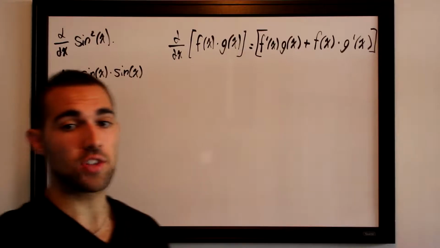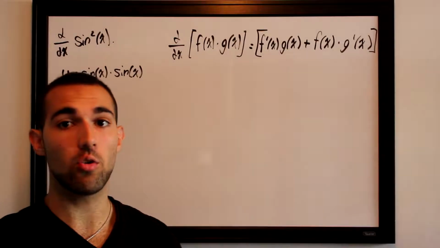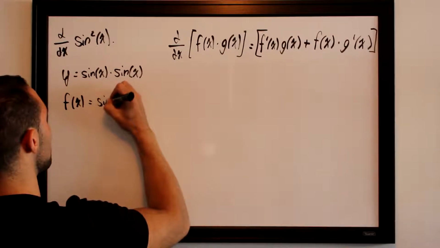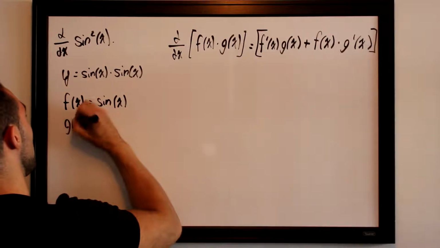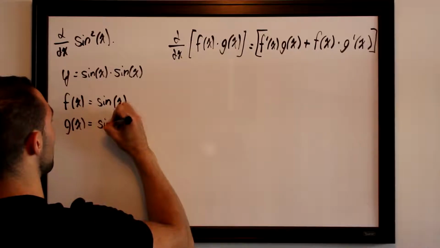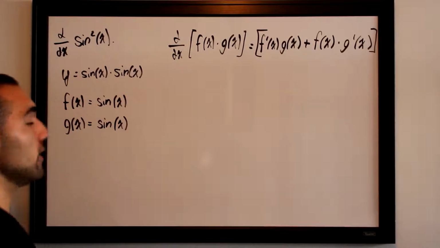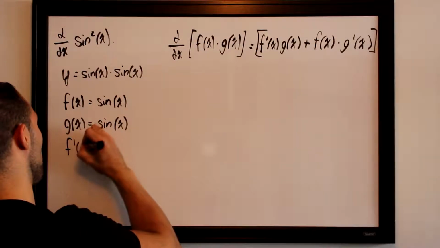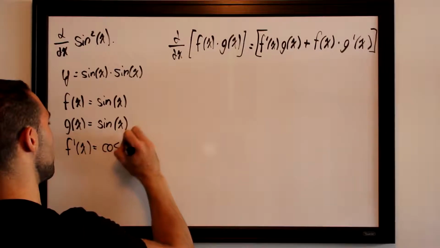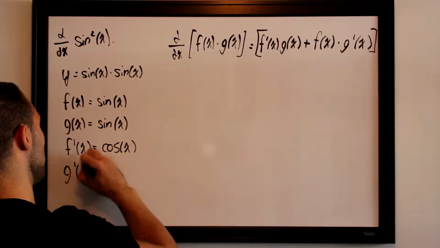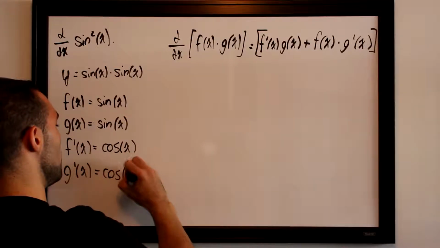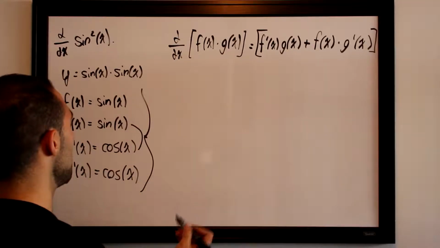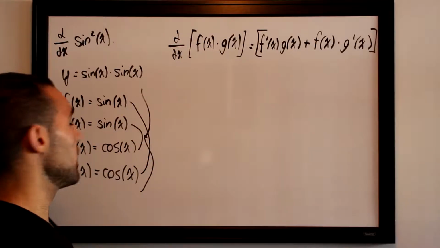Now step 1, we want to define what our f and our g are going to be. So our f of x will be sine of x, and our g of x will also be sine of x. Now we just need to take the derivative of each of these. So we'll be left with f prime of x is cosine of x. Same thing for the g prime of x. And then we join all of these together, so we'll have f prime multiplied by g and g prime times f, and then we will add them up.